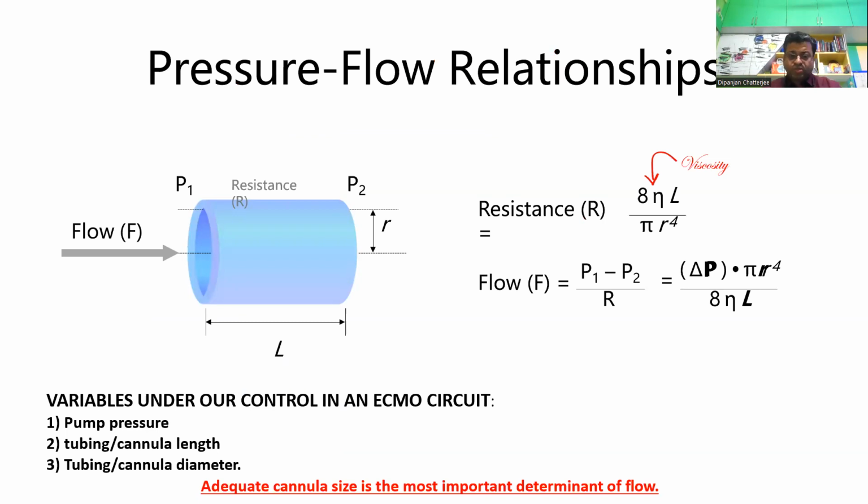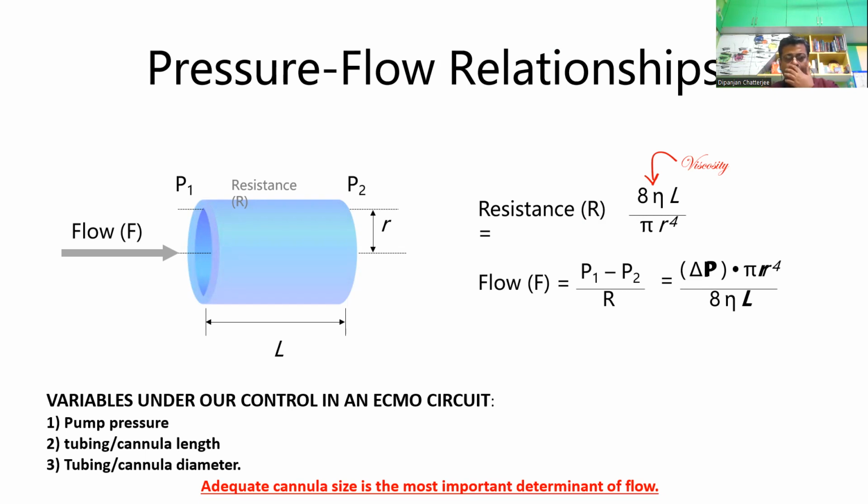And the flow through the circuit is inversely proportional to the resistance in the circuit. And on what factor does the resistance depend? The higher the length of the circuit, the larger is the resistance. And resistance is inversely proportional to the fourth power of the radius. So the flow will be proportional to the fourth power of radius. If the diameter of the ECMO cannulas and the circuit goes down, then the flow is significantly hampered.